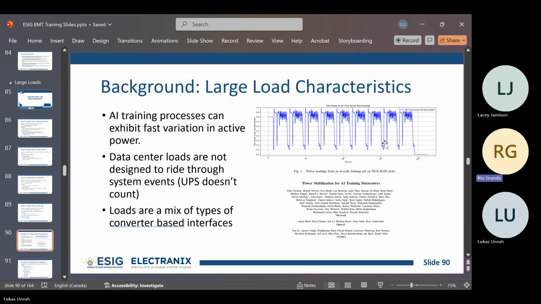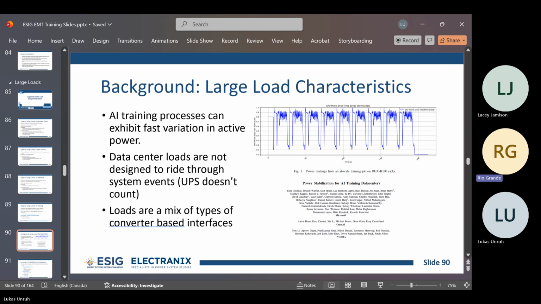And so that's one concern. The other thing is they are not designed to ride through system events in most cases. If you talk to one of these load facilities, they might say, yeah, we ride through, but they might mean they can keep their load online. They can make their load ride through a system event, but from the system perspective, they're not riding through, they're just going onto their UPS. So UPS doesn't count as ride through, because the power drops from the system. It's no different than if the load had tripped.